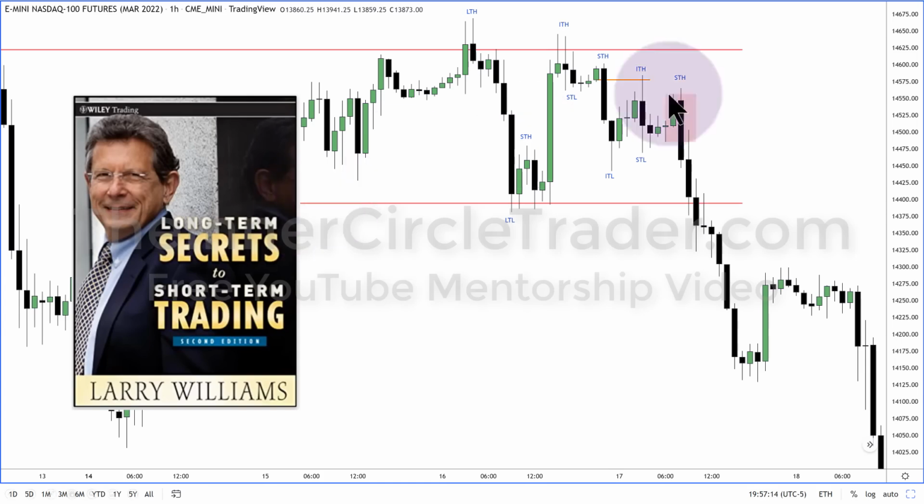The idea of an intermediate term high not being higher than the short-term high to the left of it or the short-term high to the right of it. In other words, it's going lower. This, in an ideal scenario, this high should be above both short-term highs. But it's not. So what is it doing? It's only rebalancing this. And where is it likely to go?